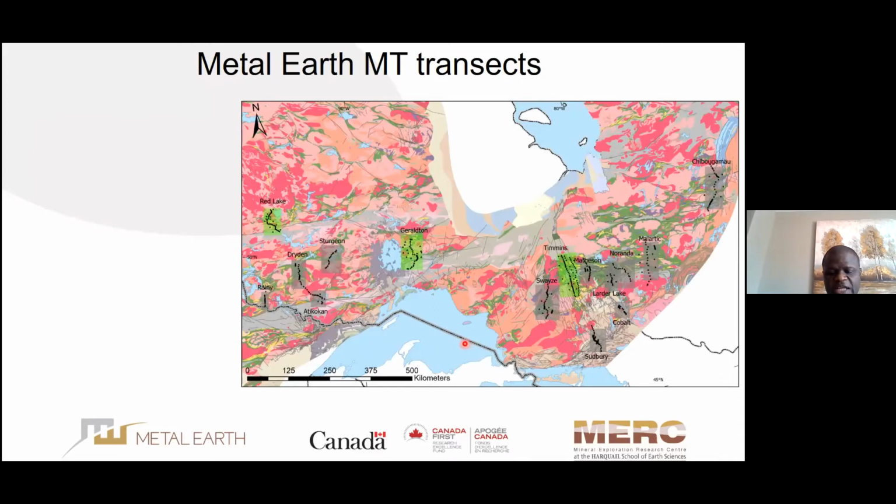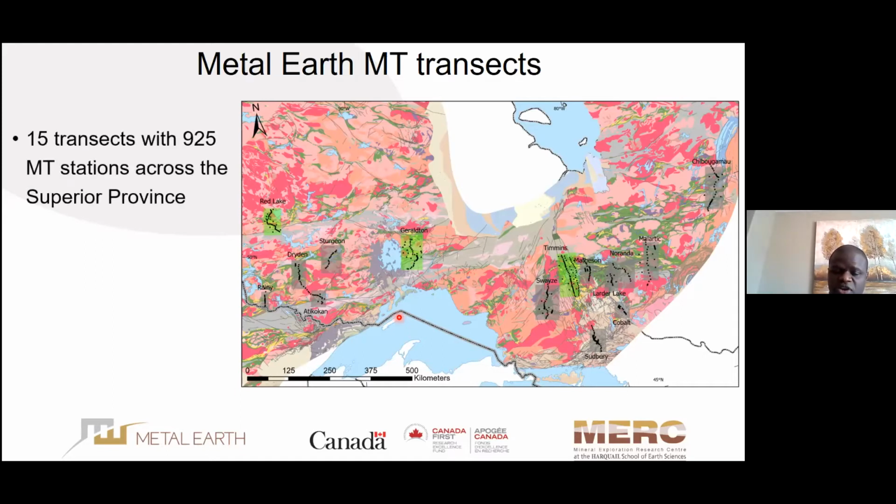So with that, we have increased the number of Meta Earth transects to 15, consisting of 925 MT stations. 367 of those are AMT, while 559 are broadband stations. The green area, this is the Red Lake, the new transect, and the Timmins, another new transect. This is the Geraldton, the updated transect. All the black ones are the existing Meta Earth transects.